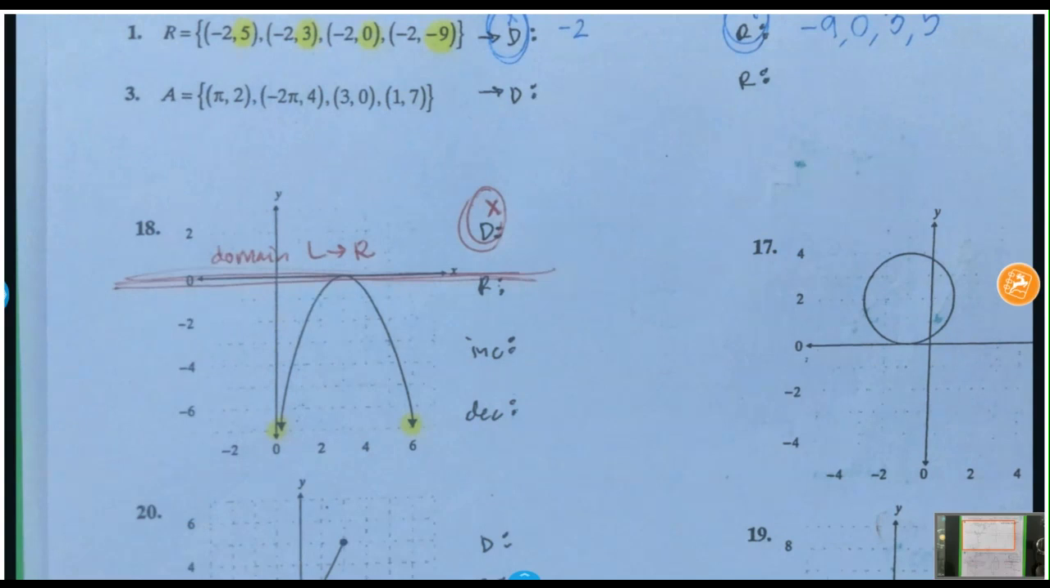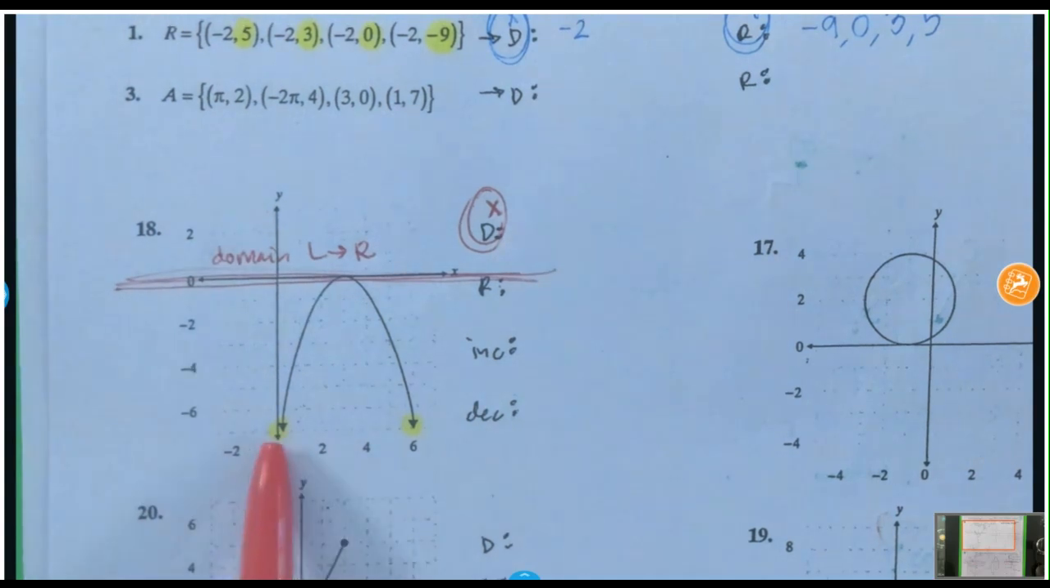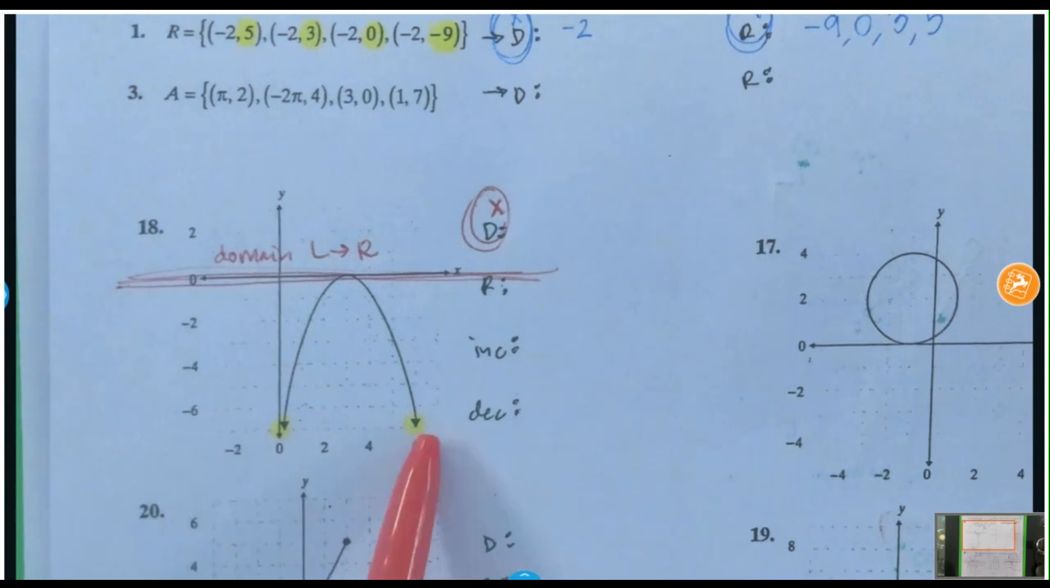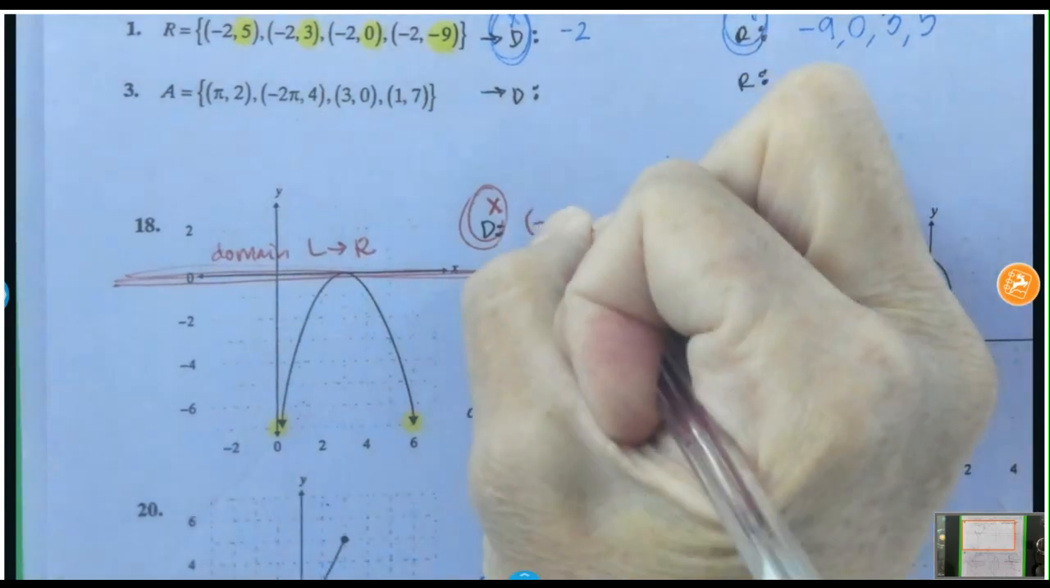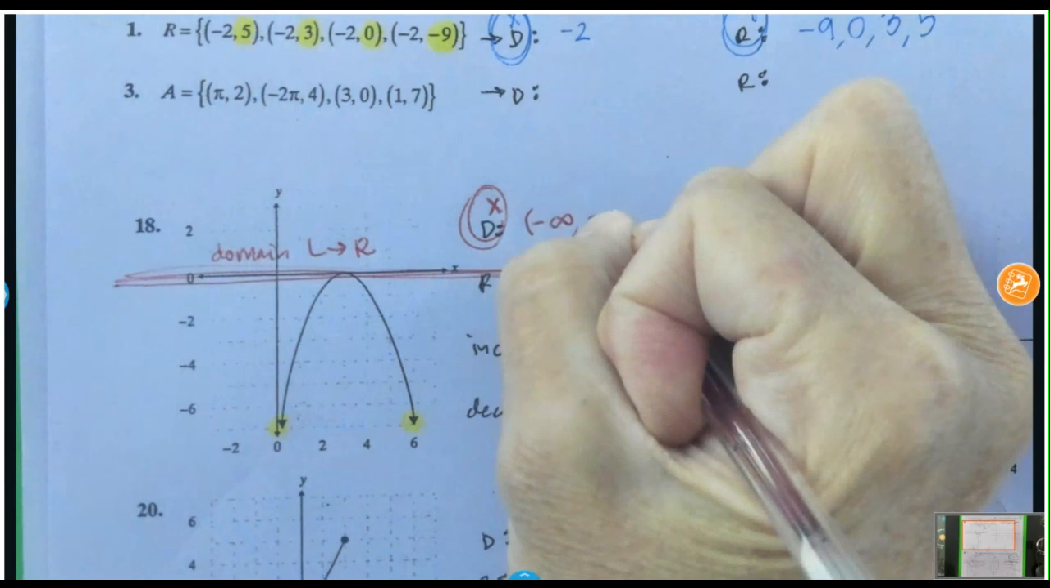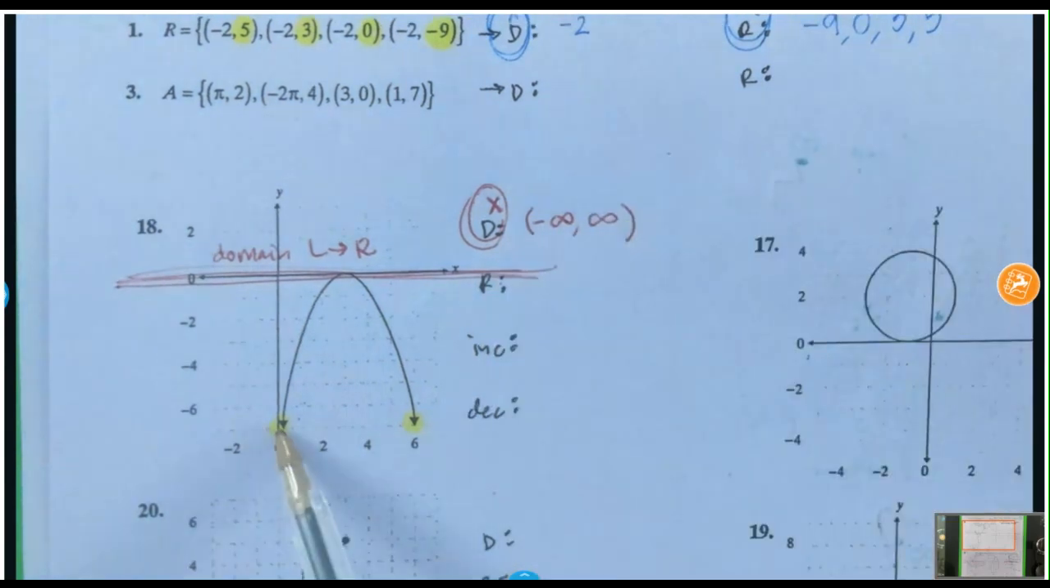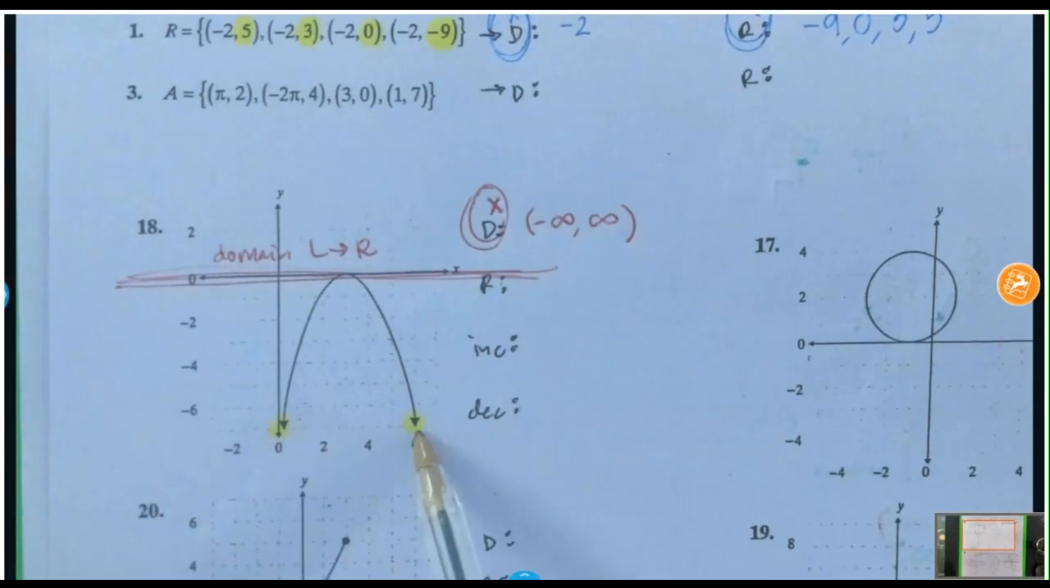So what would your domain be? What x's is this graph going to cross if it continues going forever? Negative infinity to positive infinity, because it's going to go to the left forever. This arrow means it continues going forever. And it's also going to go to the right forever. So every x is going to be contained.